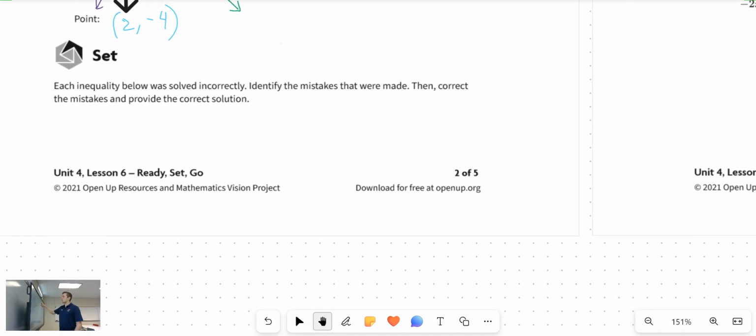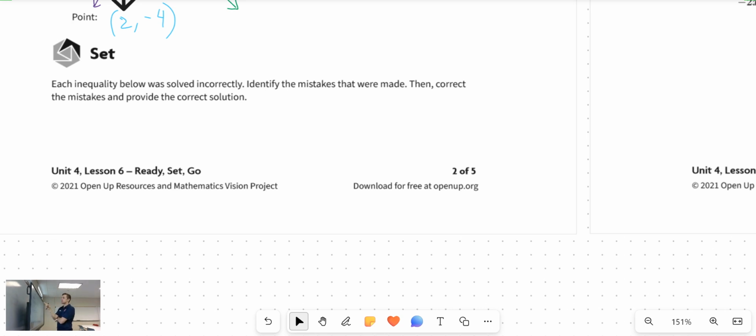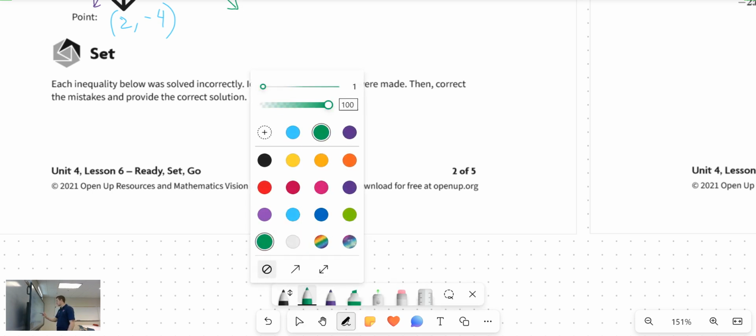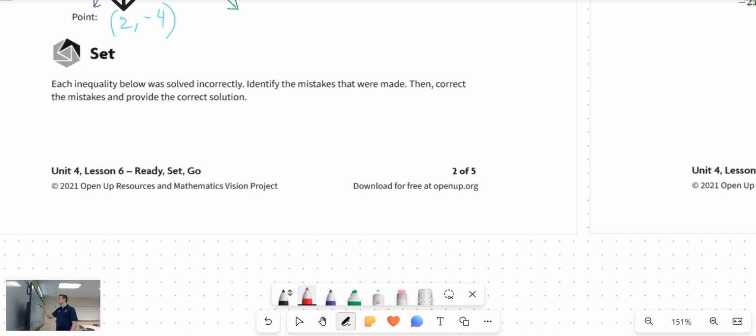All right, here we go. We're on to the set. Here are the instructions, but the problems will actually start on the next page. So each inequality below on the next page was solved incorrectly. All right, so they're telling us right off the bat it's incorrect. And you know what? Since it's incorrect, let's do it in red. Incorrectly, right? It feels powerful to correct some bad word, to mark errors in red seems accurate. So it was solved incorrectly. Identify the mistakes that were made, then correct the mistakes and provide the correct solution.